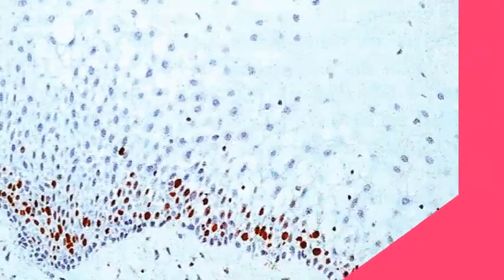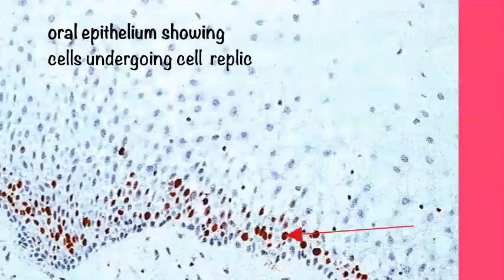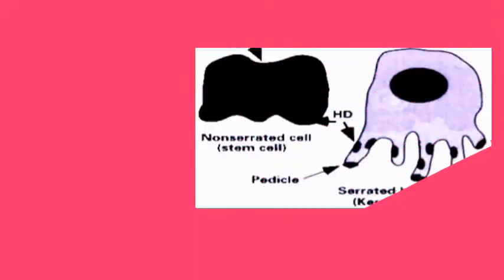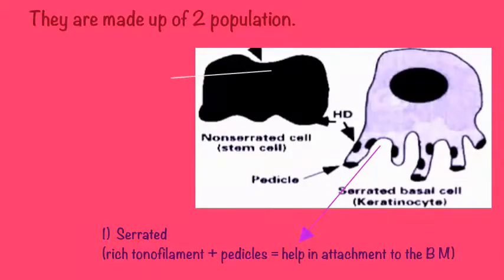All cells with mitotic potential can be seen with a special stain, red stain. The basal cells are made up of 2 populations. One population is the serrated basal cell. They are rich in tonofilaments along with pedicles. It helps in attachment to the basement membrane. And the other one is the non-serrated basal cell.